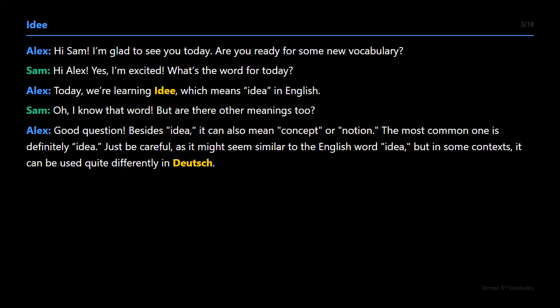Today, we're learning Idee, which means idea in English. Oh, I know that word. But are there other meanings too? Good question. Besides idea, it can also mean concept or notion. The most common one is definitely idea. Just be careful, as it might seem similar to the English word idea, but in some contexts, it can be used quite differently in Deutsch.